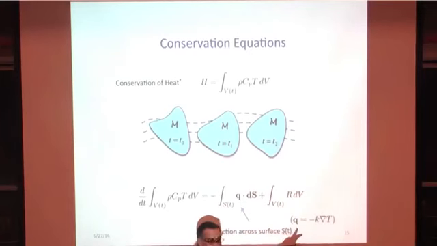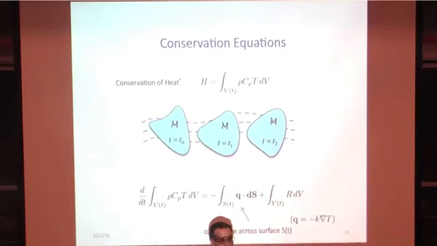And last thing to note, heat transport across a boundary is governed by Fourier's law, which says that the heat flux Q is equal to a thermal conductivity times a temperature gradient.